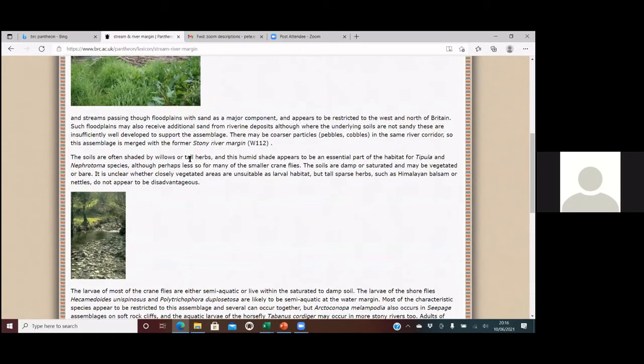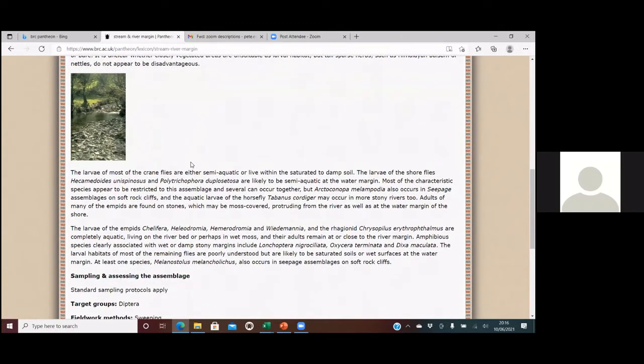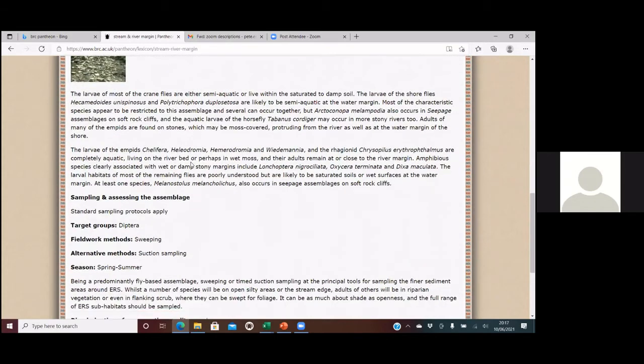Soils are often shaded by willows and tall herbs, and this humid shade appears to be an essential part of the habitat for some of the cranefly species. Very nice to always see the cranefly species mentioned in these sorts of documents. They don't get mentioned enough, I don't think, but I'm biased. The larvae of most of the craneflies are either semi-aquatic or live within saturated to damp soil. And it also mentions a few other things that live in potentially similar habitats or slightly different ones within that assemblage. So it gives you a bit of ecological information, which is quite useful.